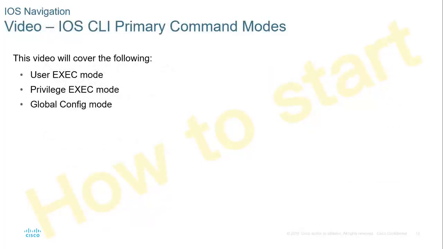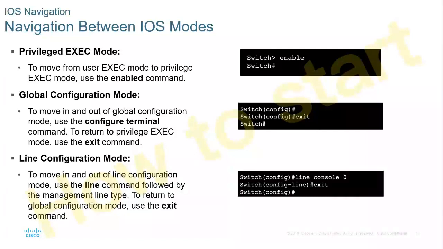So again, there is a difference between the user exec mode, privilege exec mode, and our global configuration mode, and how we navigate between them, as well as how we issue commands at each one of them. So how do we navigate between them? If we are at user mode and we want to go to privilege exec mode, we will do an enable. That allows us to go to our privilege exec mode.